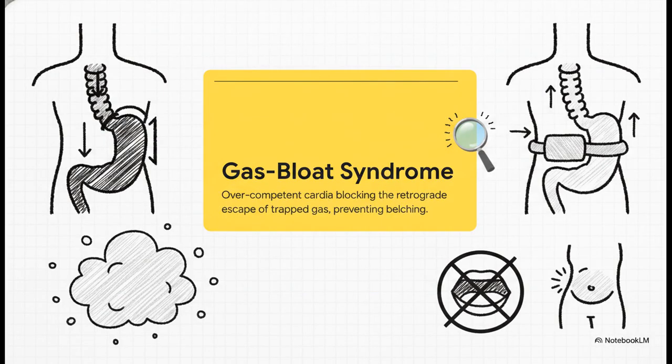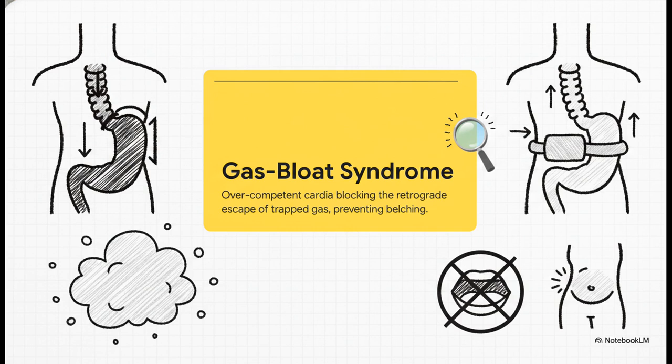If that Nissen wrap is constructed just a little too snugly, you run into what's known as gas bloat syndrome. Basically, the 360-degree wrap creates an overcompetent lower esophageal sphincter. It essentially acts as a strict one-way valve. Food goes down just fine, but trapped air, it cannot come back up. The poor patient gets severe abdominal fullness, flatulence, and is literally unable to belch or vomit.